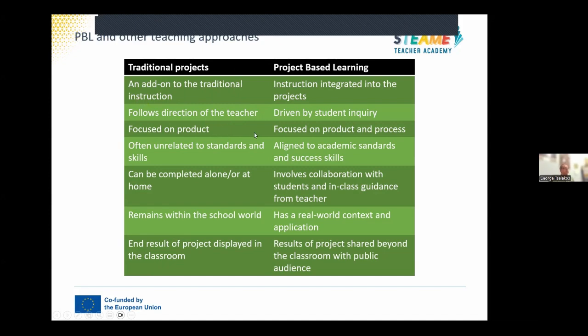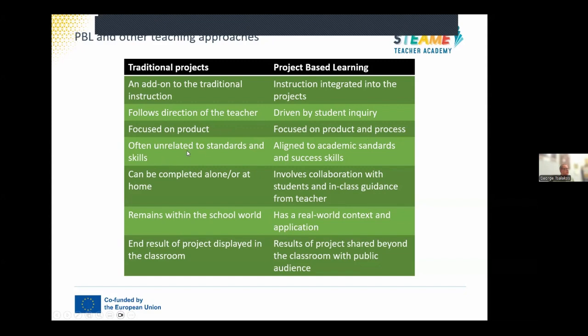In a traditional project, usually students follow the directions of the teacher, what to do and how to do it. While in project-based learning, students have to build their own road to the solution of the problem. In traditional projects, we focus on the product, while in PBL, we focus on both the product and the processes that are run.